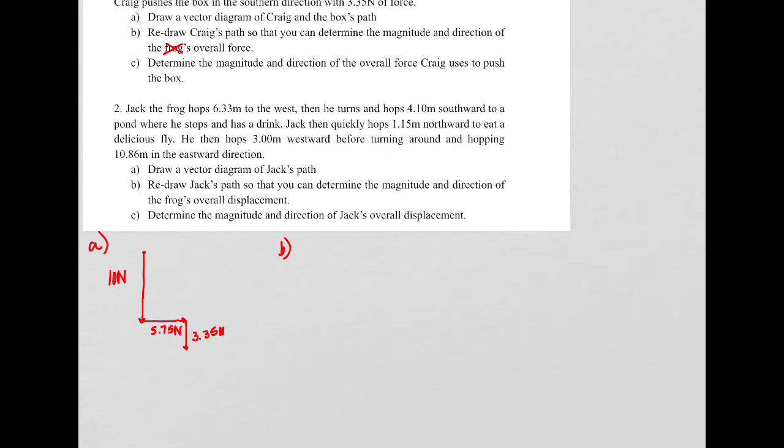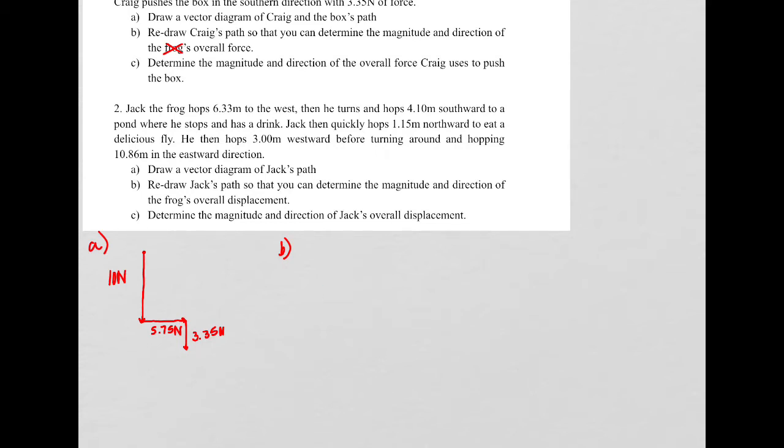We can see the box's overall direction of its overall force. So remember, these are all perpendicular. They're either horizontal or vertical lines. So what we can do is we can move them around so that all of the vertical lines are together. So we still have this 10.